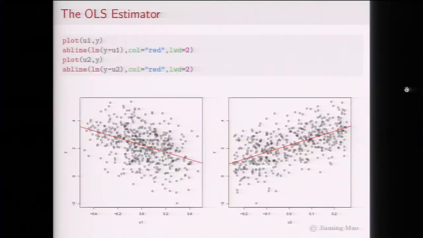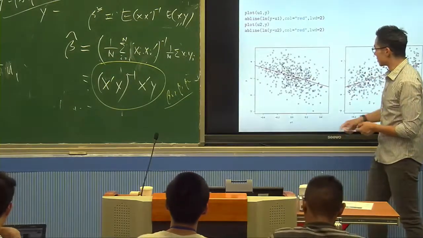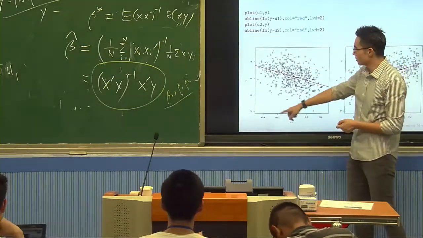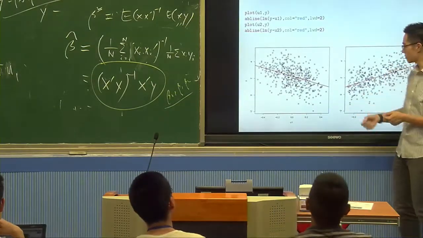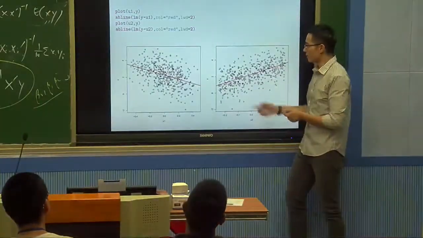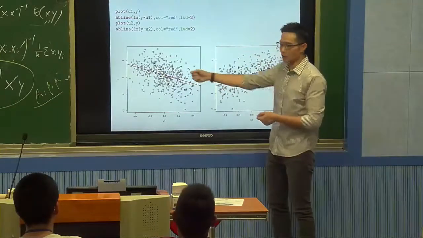If we plot it, then this is essentially a plot of u1 and the y. And u1, remember, is the residual of regressing x1 on x2. And this is u2 and the y. And the slope of these lines is beta 1 and beta 2.